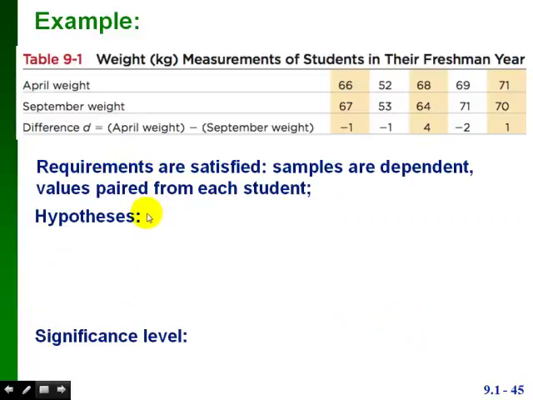Okay, so if we're testing the claim that the weights are different, that means that our difference is going to be different than 0. So for our null hypothesis, we're going to say that the difference is equal to 0. For our alternative hypothesis, since we're just saying that the weights are different, we're going to just say that d is not equal to 0. Our significance level was 0.05.